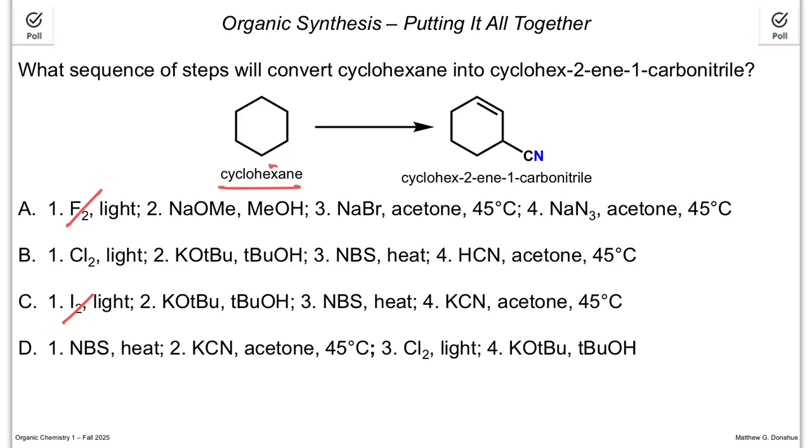So we have to get something on there to do other stuff, because breaking a CC bond or a CH bond is hard, so that's why we activate it with radical halogenation. So the product of step one is chlorocyclohexane. There's only one unique set of H, so it doesn't matter which H gets substituted. The product of step two is an elimination. So we're treating with a base to do an E2. Step three is allylic bromination. So now we put in a bromine that can serve as a leaving group for step four, which is treatment with cyanide.